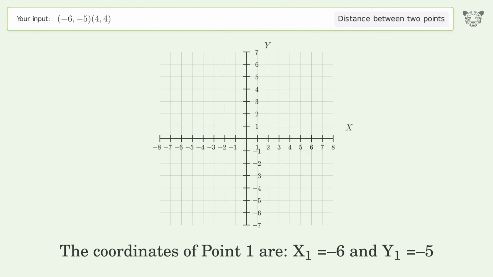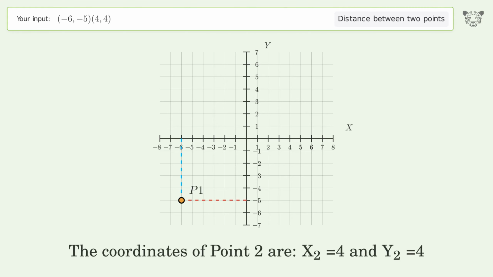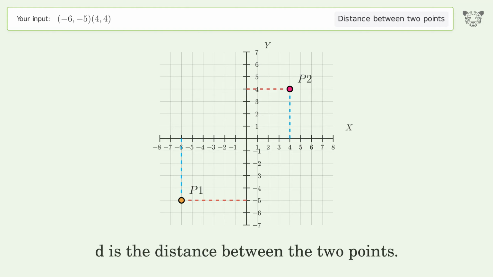The coordinates of point 1 are x1 equals -6 and y1 equals -5. The coordinates of point 2 are x2 equals 4 and y2 equals 4. D is the distance between the 2 points.